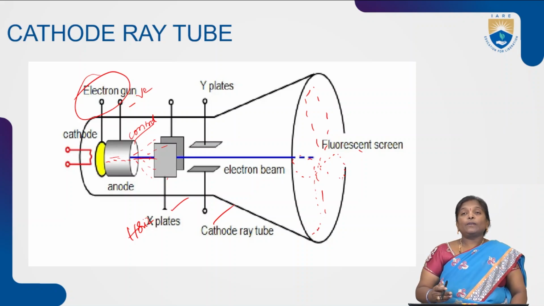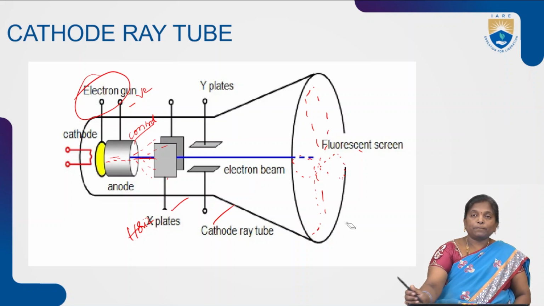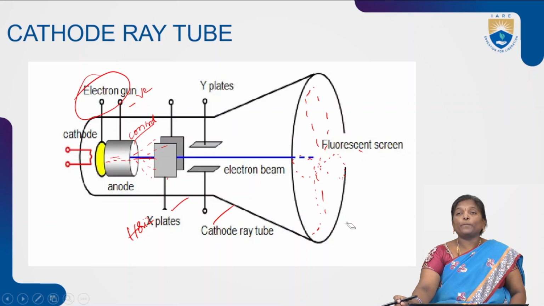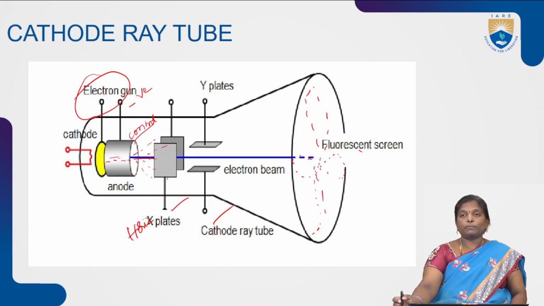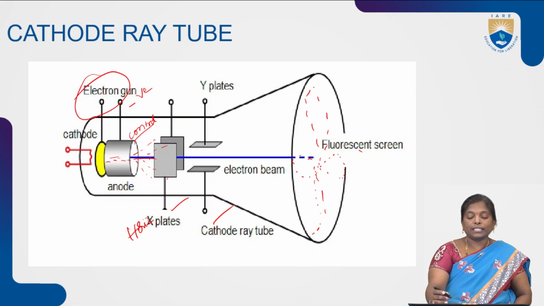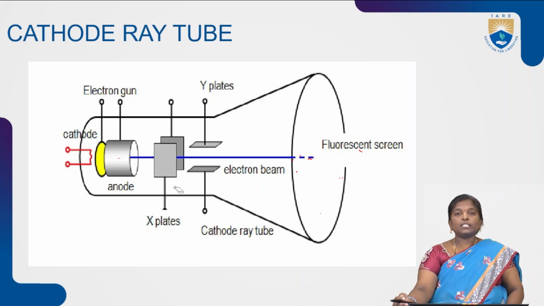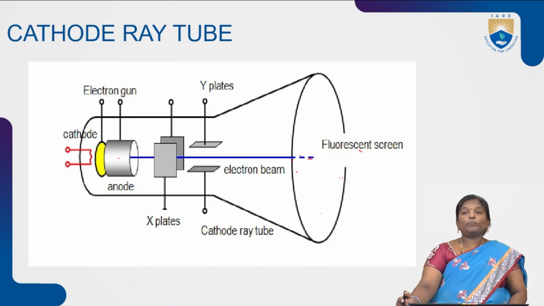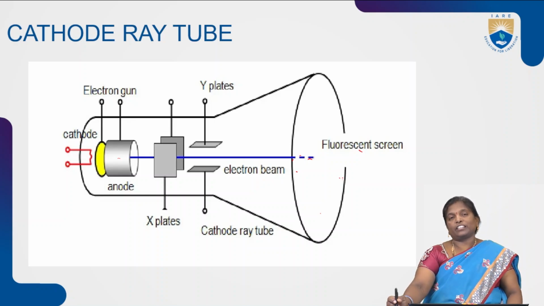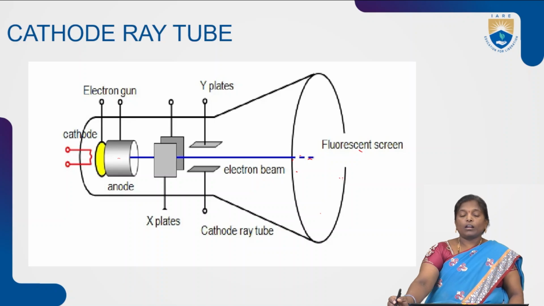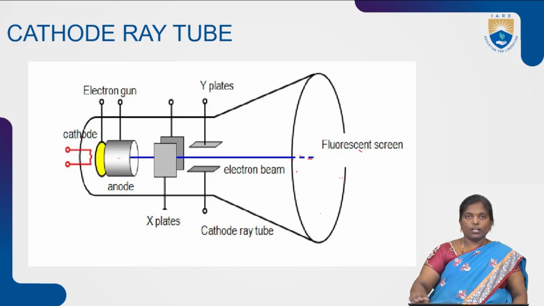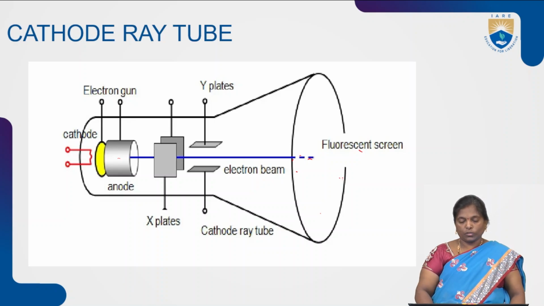Like this, the X and Y deflection plates produce the electron beam spot on the fluorescent screen. With the help of this electron beam spot, we can produce the waveform on the fluorescent screen or phosphorus screen. So this is called the heart of the CRO, or cathode ray oscilloscope.